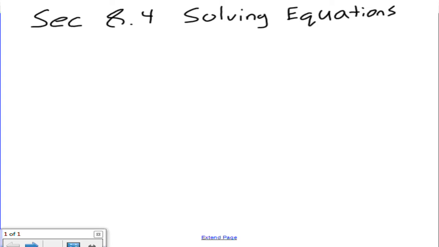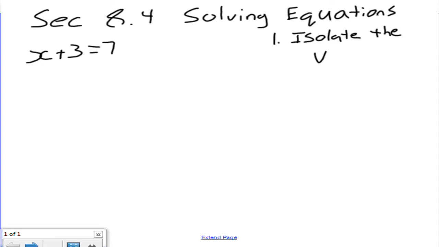We're going to start with a simple equation like x plus 3 equals 7. Our first order of business is to isolate the variable. We want to get x alone on that left side.